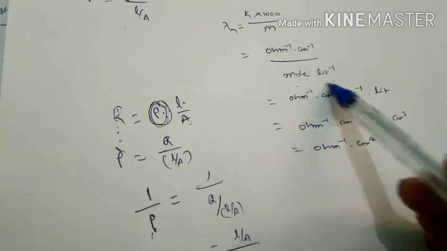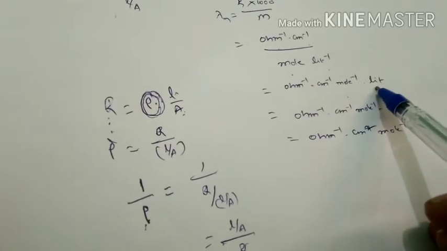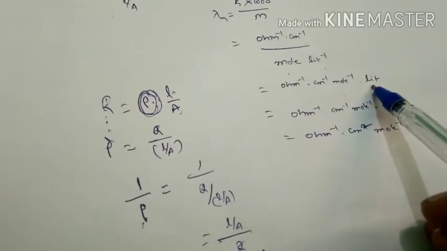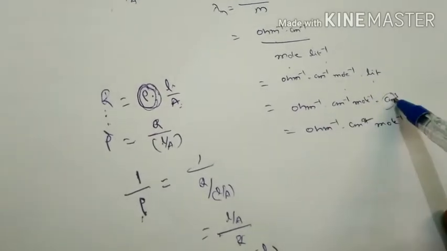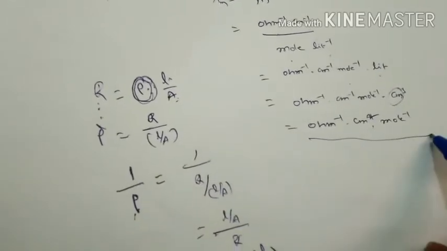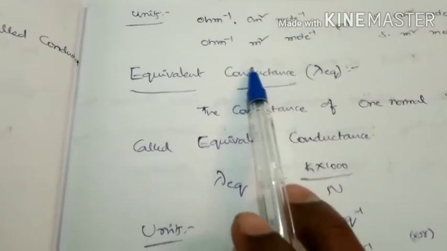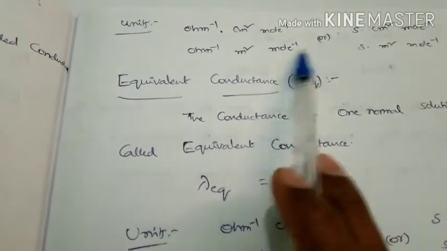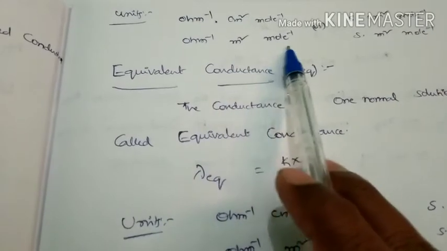You know that if liter becomes numerator, then it becomes liter. 1 liter equal to 1000 milliliters or 1000 centimeter cube. That means centimeter cube. This centimeter cube with centimeter inverse becomes centimeter square. So finally these are the dimensions of molar conductance, that is ohm inverse, centimeter square, mole inverse. So the units are here: ohm inverse, centimeter square, mole inverse. If you take SI dimensions, that is ohm inverse, meter square, mole inverse.